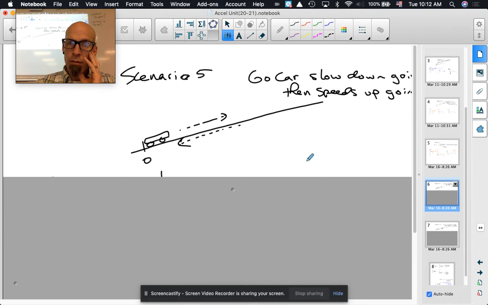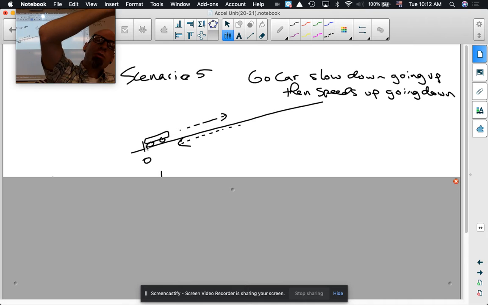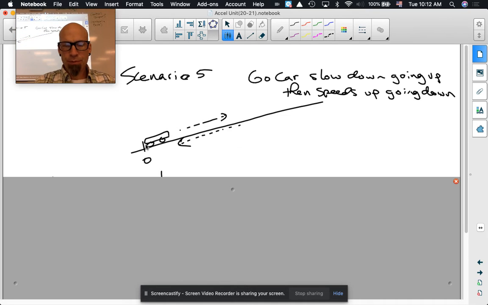Scenario 5. So scenario 5, I flip the ramp back around the other way, and the car goes up. So I give it a push at the bottom. At the 0 position, I push it. I send it up the track, it goes up the track, and then it comes back down the track. So I push it at the bottom, so it starts fast, going up the track, so to the right, that's positive. It goes up, it slows down to a stop, and then it rolls back down, speeding up as it goes down the track. So sketch that, draw that, make some predictions, come back.